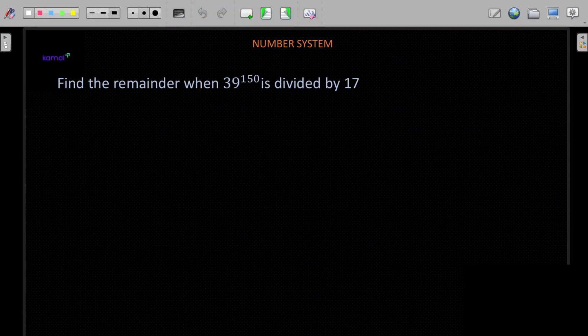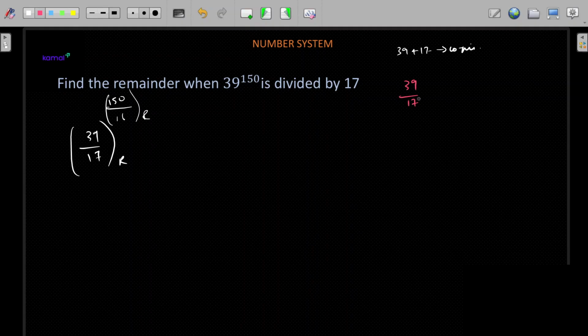Again, same, we have to find the remainder when 39 power 150 is divided by 17. Since 39 and 17 are co-prime, I can directly apply Euler's theorem. So 39 by 17, and then 150 by, what is the Euler totient number for 17? It is 16. So I have to find the remainder.